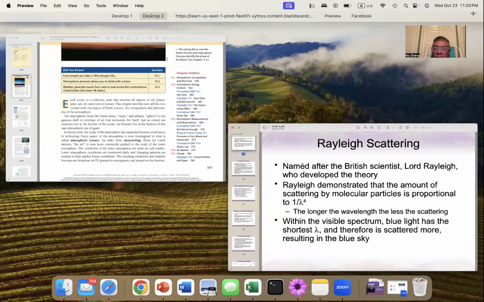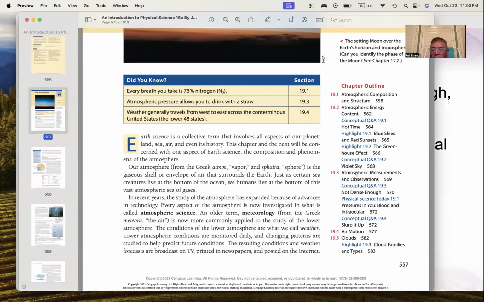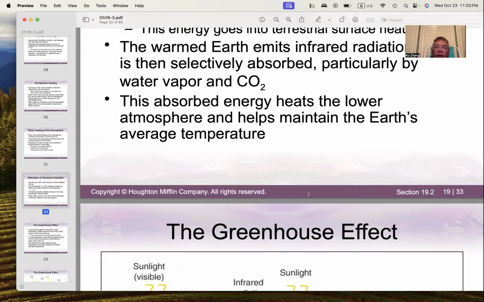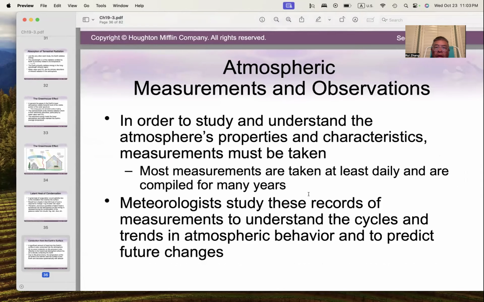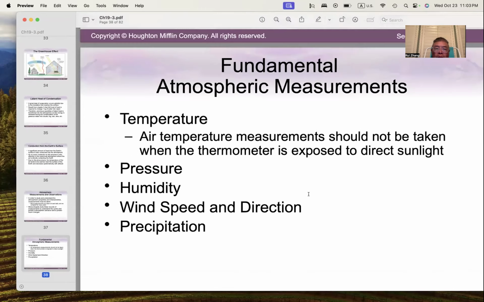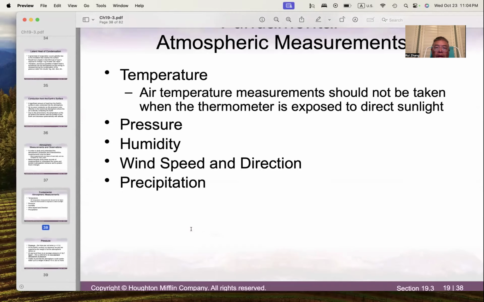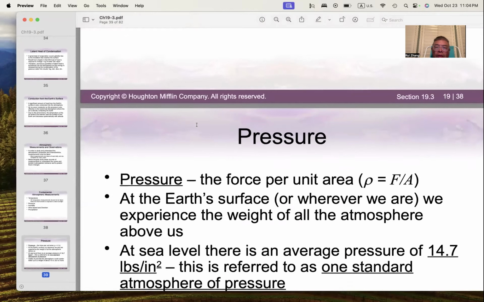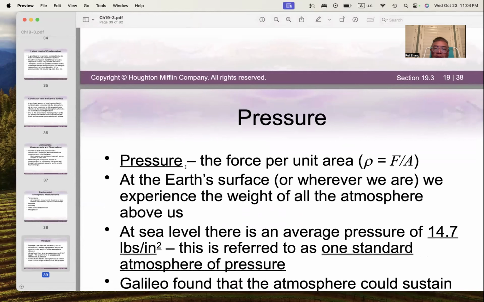Now go to section 3. This is about measurement and observation of the atmosphere. There are a couple of physical quantities that you need to know for the third part: temperature, humidity and pressure, and also wind speed and precipitation. We already know temperature pretty well, the same thing as when we talked about thermal. The pressure is basically force per unit area, given by force divided by area.